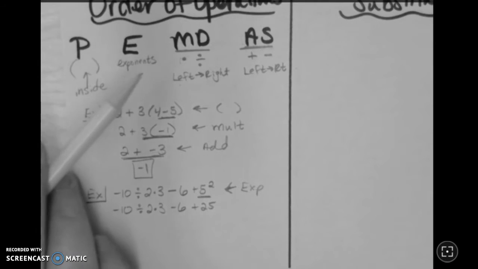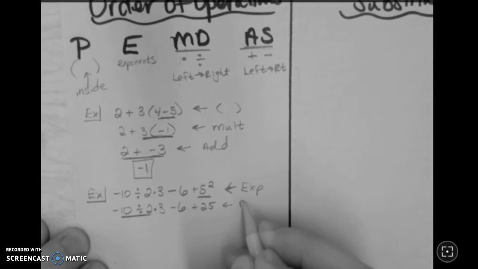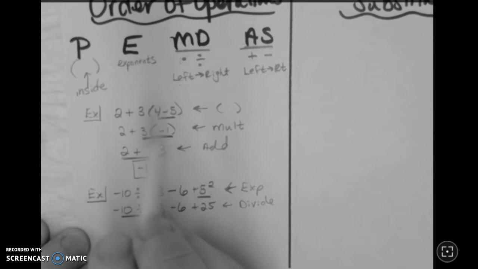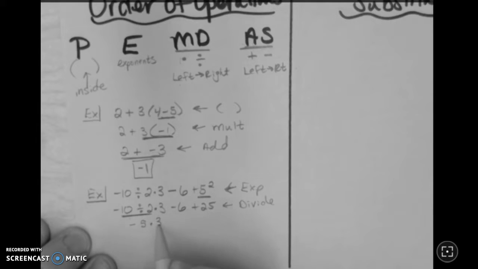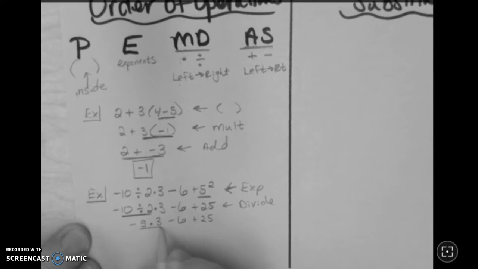No parentheses, no exponent. Now I look for multiplying and dividing, and I have several of them. So I'm going to do this one on the left because it's the one farthest on the left. So I'm going to divide first. So I didn't multiply first. I did whichever one was on the left. So this is negative 5. I bring everything else down. No parentheses. No exponents. I do have some multiplying and dividing. I'm going to do this one. So I get negative 15 minus 6 plus 25.